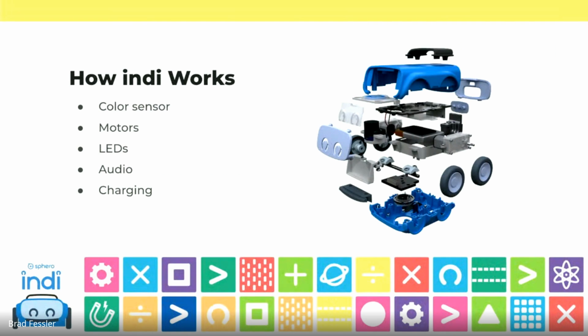So on this graphic, first of all, I promise no Indies were harmed in the making of this graphic. It was just some good old CAD files, and we get to pull it apart digitally to make this kind of thing. But this is a little bit about how Indy works. That color sensor that's on the bottom of Indy, you can see the color sensor right here. On the bottom of the robot, it's kind of gray and white. That circular portion of the robot is the color sensor.